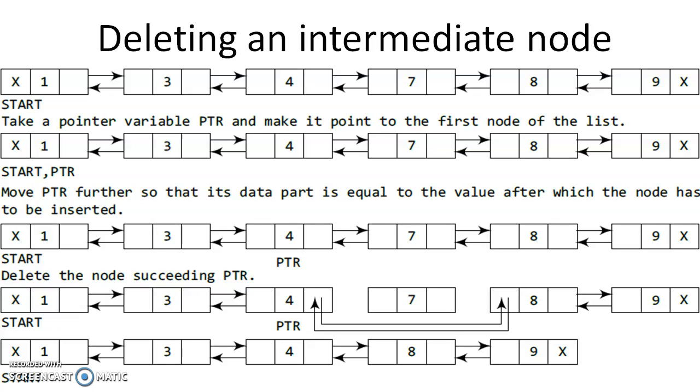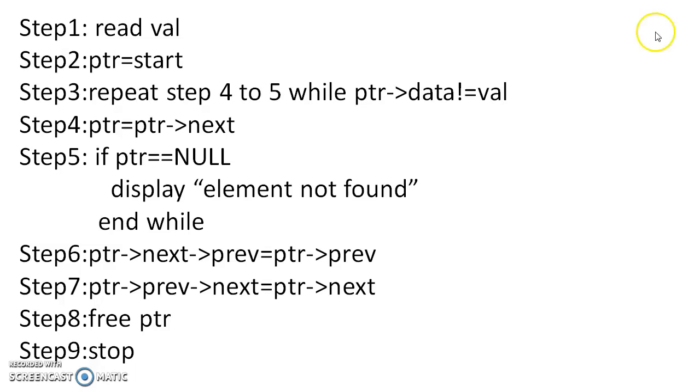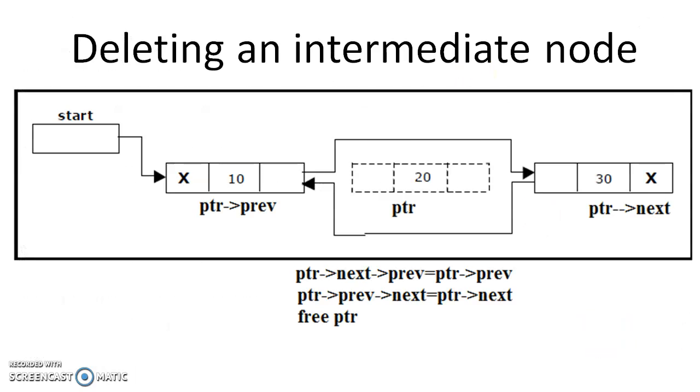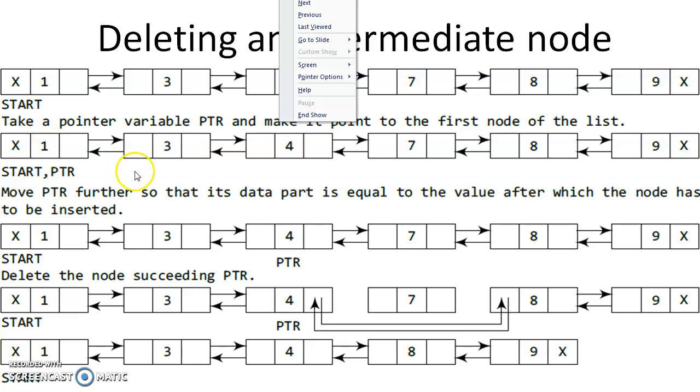So initially I am starting at 1, that is, the pointer is starting at 1. Is 1 equivalent to 7? No, 1 is not equivalent to 7. So that's why I am incrementing the pointer to the pointer of next, that is 3.